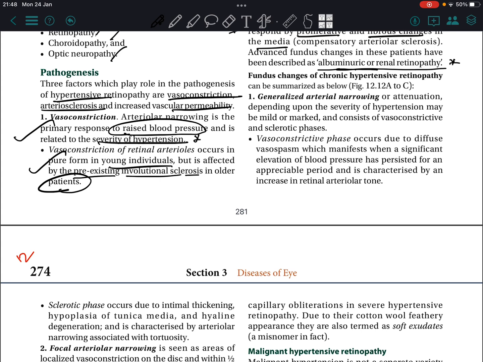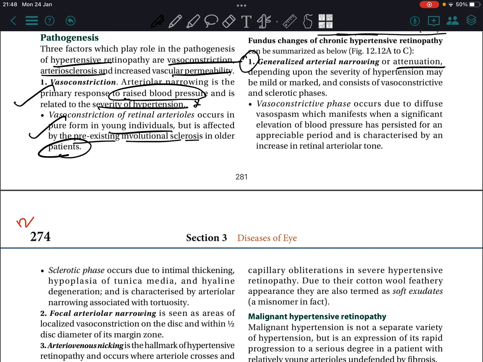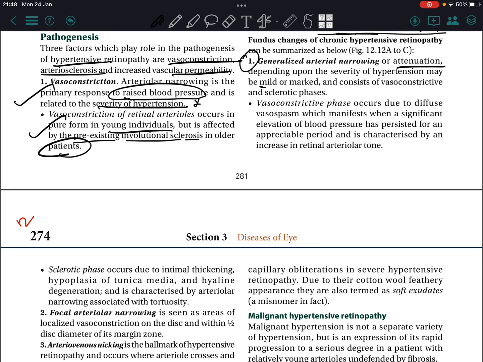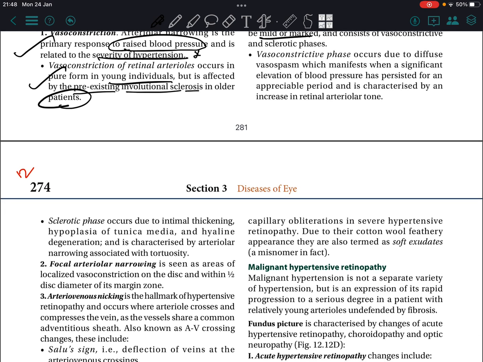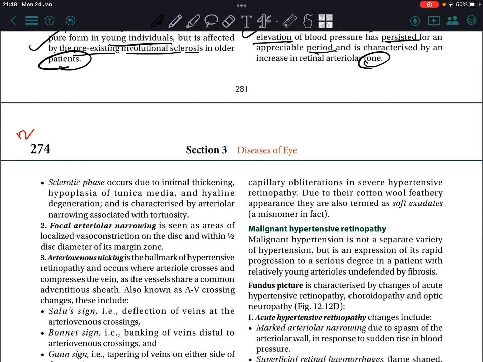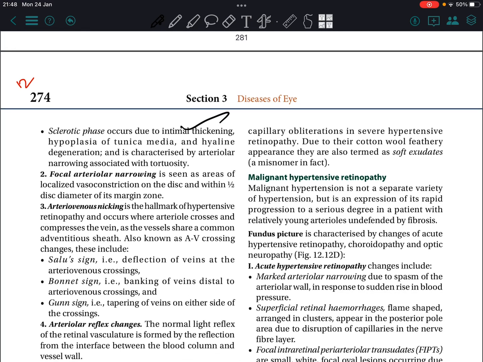Fundus changes of chronic hypertensive retinopathy can be summarized. First, generalized arterial narrowing, or attenuation, depending upon severity of hypertension, may be mild or marked. It consists of vasoconstrictive and sclerotic phases. The vasoconstrictive phase occurs due to diffuse vasospasm, which manifests when significant elevation of BP has persisted for an appreciable period, and is characterized by an increase in retinal arterial tone. The sclerotic phase occurs due to intimal thickening, hyperplasia of tunica media, and hyaline degeneration.